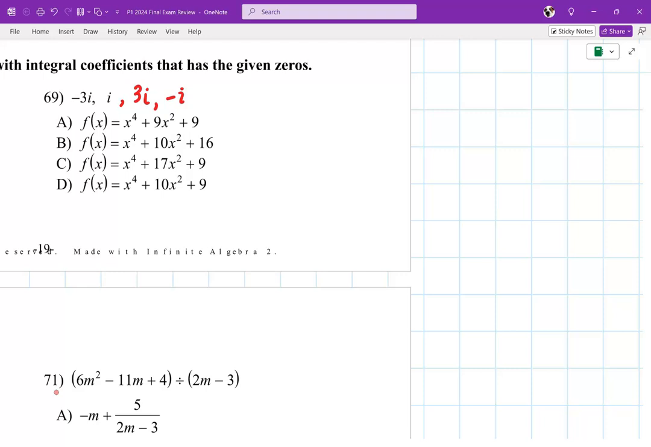So what I'm going to do now is go ahead and write these out as factors, okay? So I'm going to keep my x minus 3i, x plus 3i, x minus i, and x plus i. Those are all of my answers as factors. You'll notice I kept the i's together and the 3i's together, right? Two of them on the left, two of them on the right. And I'm going to multiply them in pairs. So let's go ahead and start off with the left side.